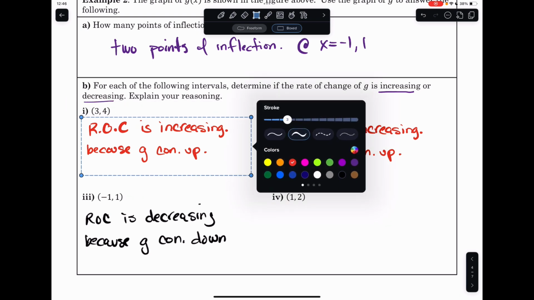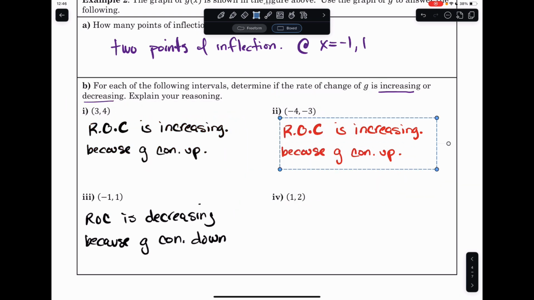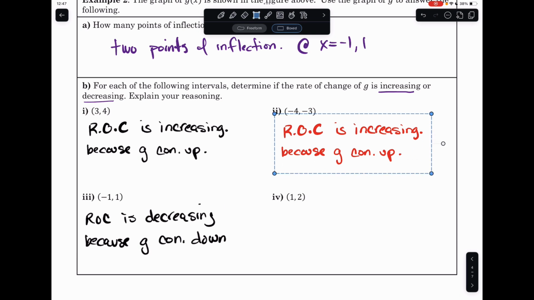Let me change this to a black. I don't want it to be red. So let me do that real quick. Sorry.